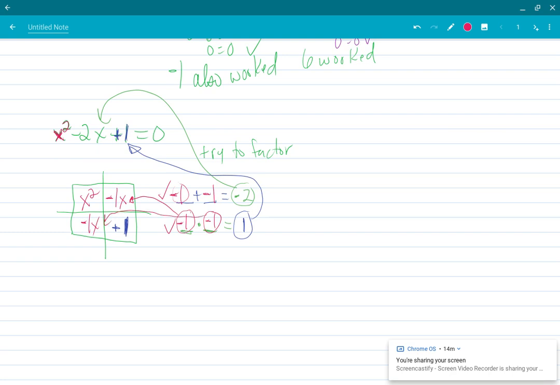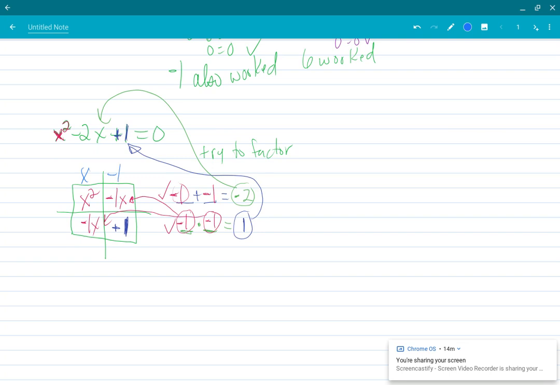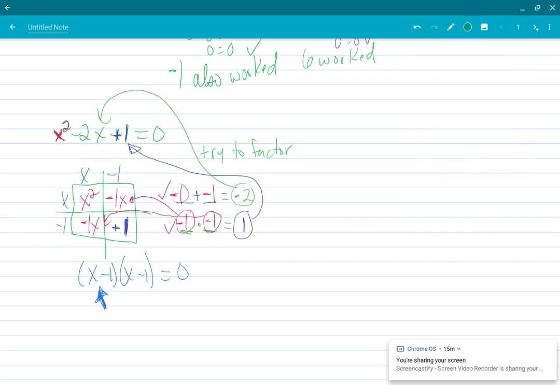Now you know what the outside is. I'm going to use, I don't know, blue for the outside. X minus 1, x minus 1. That means these are twins. X minus 1 times x minus 1 equals 0. So what number can you slide into x that's going to cancel out -1? 1. So x must equal 1. And it's also the same thing here, so it's the same answer. There are two answers, but they're the same answer. So you could say they're just one answer, or you could say there are two answers, but they're the same, right?